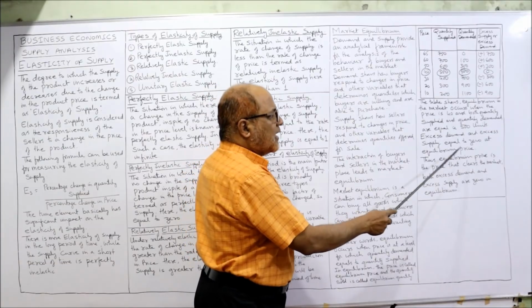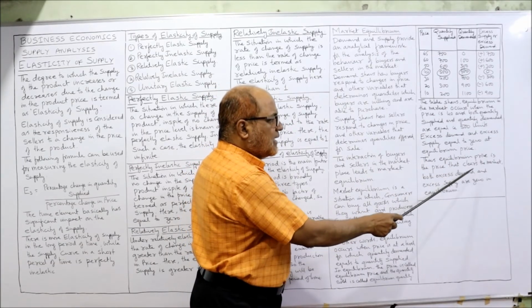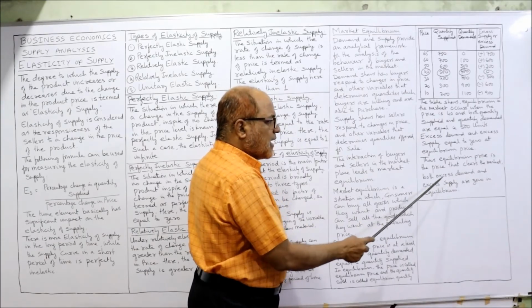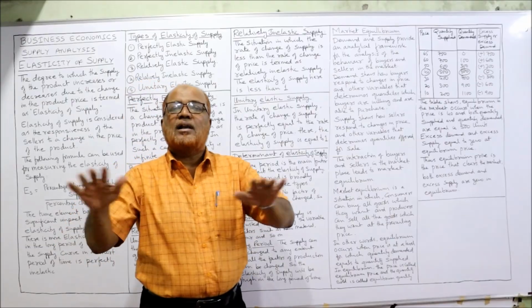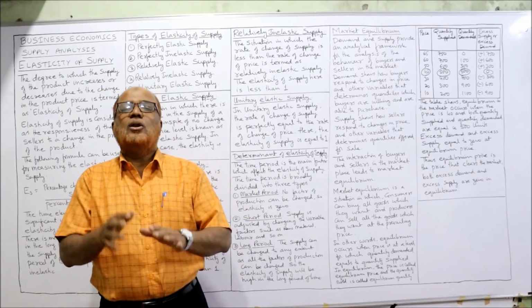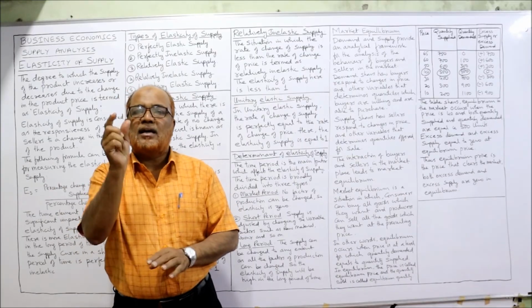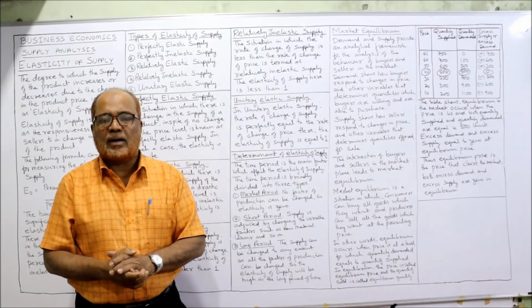Now this equilibrium price is the price that clears the market. Both excess demand and excess supply are 0 at the equilibrium price, so the market will clear the excess position. No excess supply, no excess demand at the equilibrium price. This is about market equilibrium.